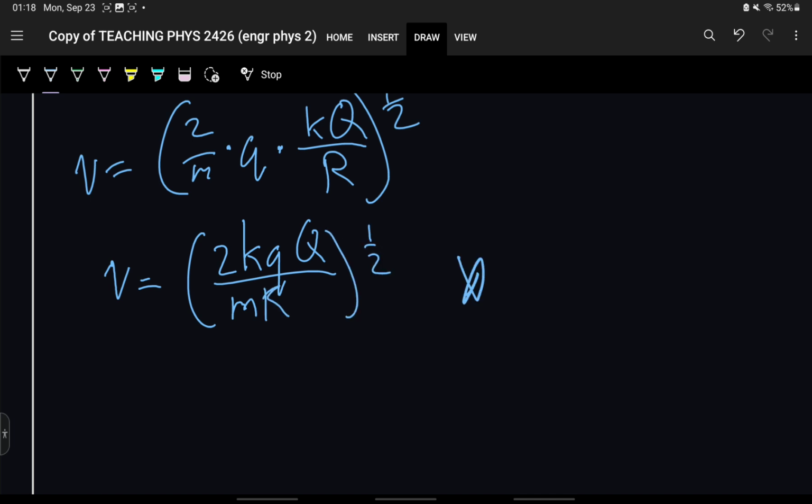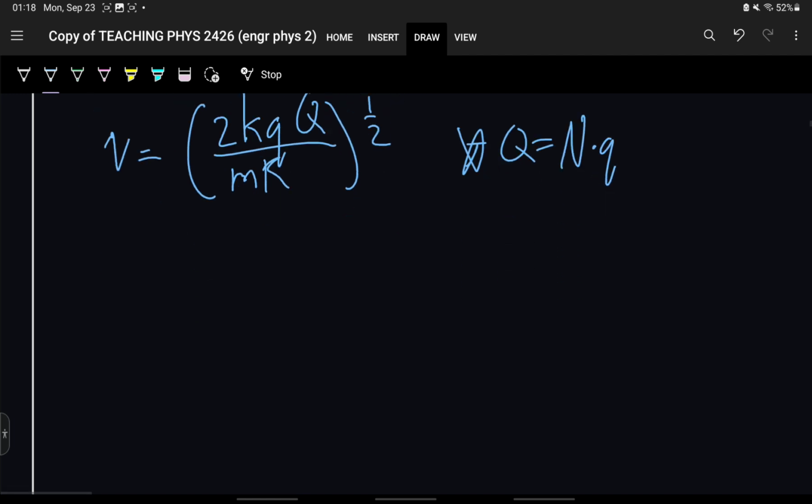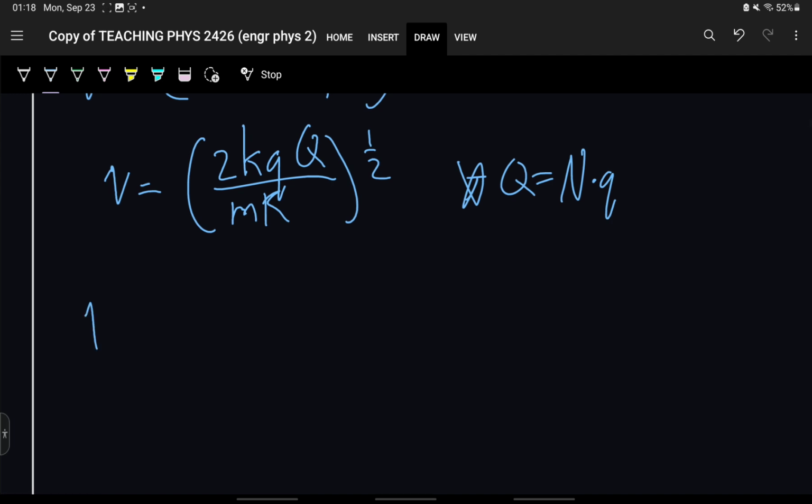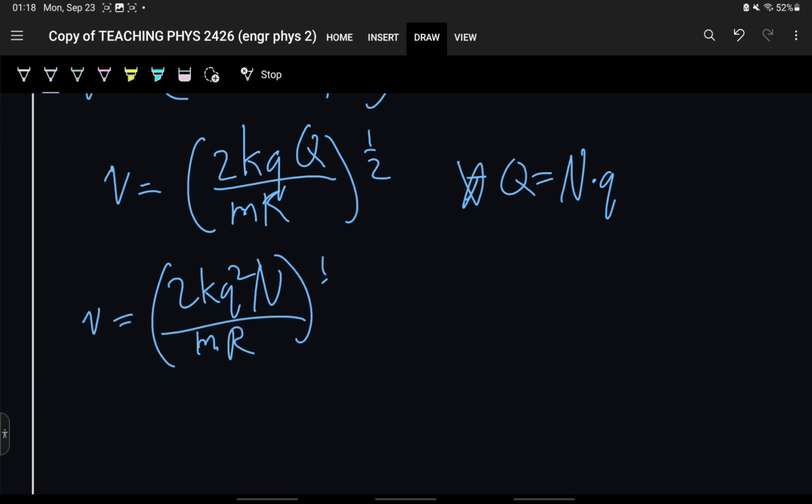And because we know that uppercase Q is equal to N times lowercase q, the speed can also be written as lowercase v is equal to 2 times k times q times N, all divided by m times uppercase R, to the 1/2.